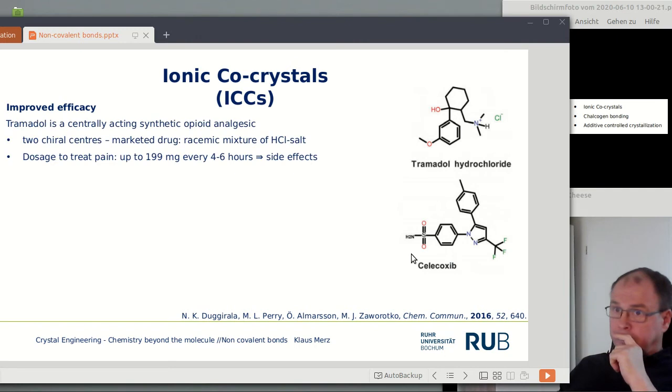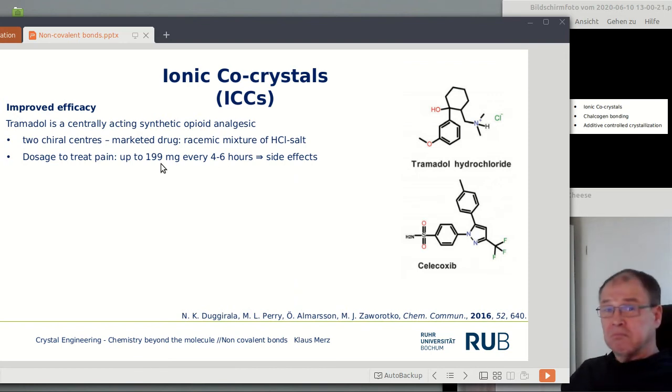Another example: tramadol hydrochloride, or tramadol by itself, is a very important API. It has two chiral centers, and this is marked as the salt. The problem is you need a high dosage of this drug, up to nearly 200 milligrams every 4 to 6 hours. So it's clear you will see side effects.